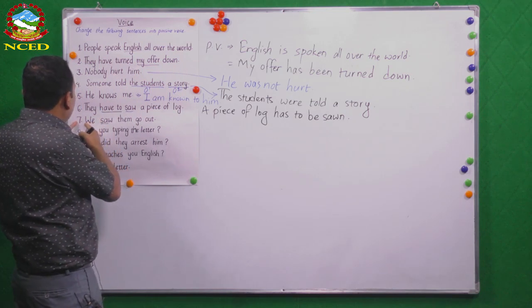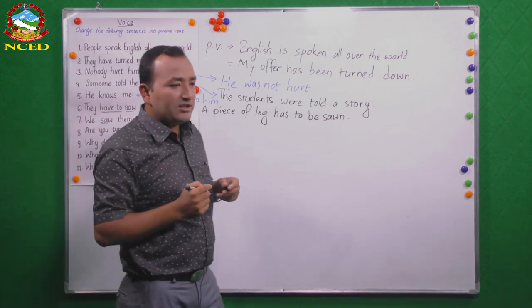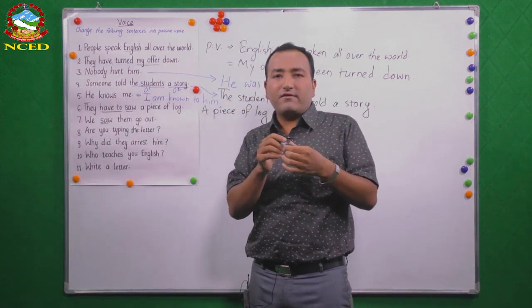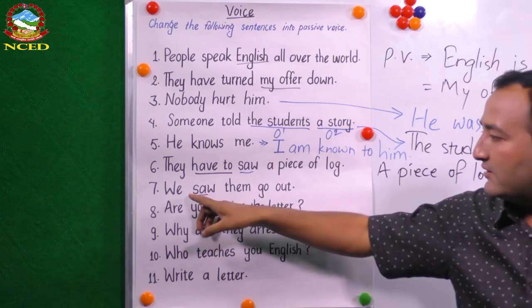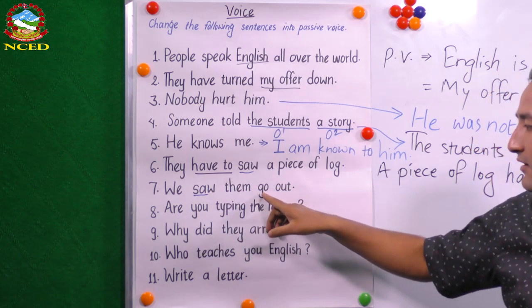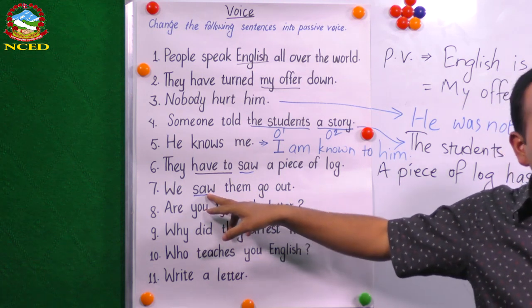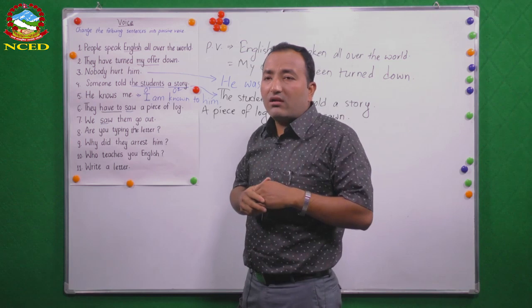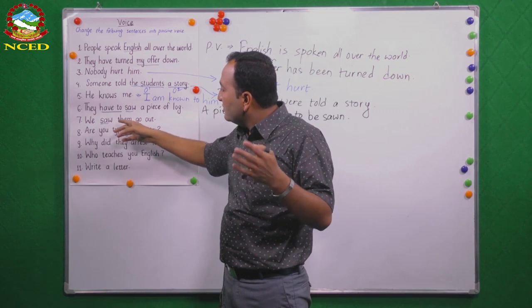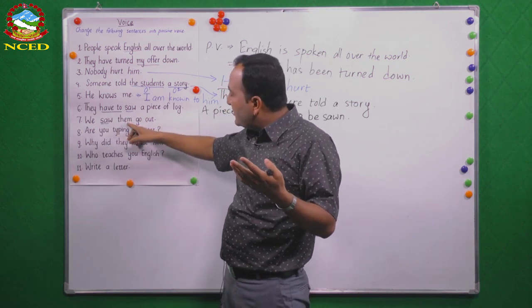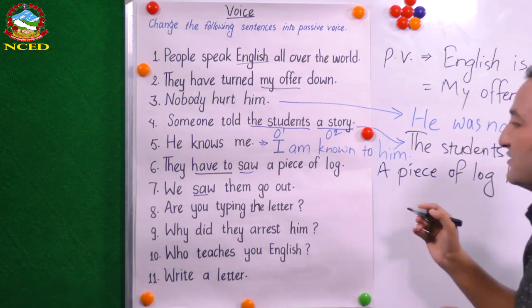Now comes the next, number 7. Question number 7: They saw them go out. This is also a different type of sentence, because structure-wise, look at this. Saw is a verb, them, and again go is a verb. It means sometimes there are verbs like see, or another word, make, or such words. If there are such words, saw or make, then object, then verb 1, for this type of sentence, how do you change?